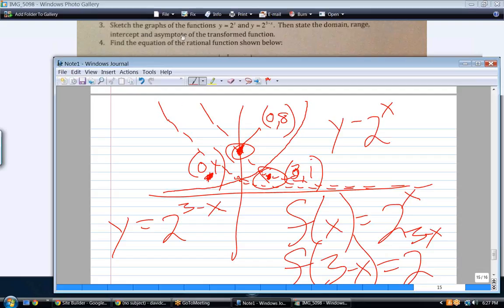And the asymptote, how would you define the asymptote? And what kind is it? I'd say a horizontal one at y equals 0. Very good. And that's it.